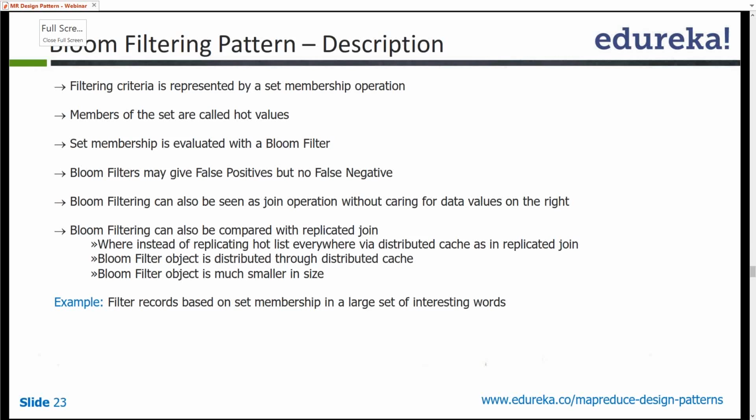It can also be compared with a replicated join, where instead of replicating the hot list everywhere, so hot list, for example, in our code, we are distributing the stop words list, right? That list was not too big, so I just spread that out everywhere using distributed cache. But Bloom filters could help in such cases, because the size of the Bloom filter would be much less than that file that you're distributing.